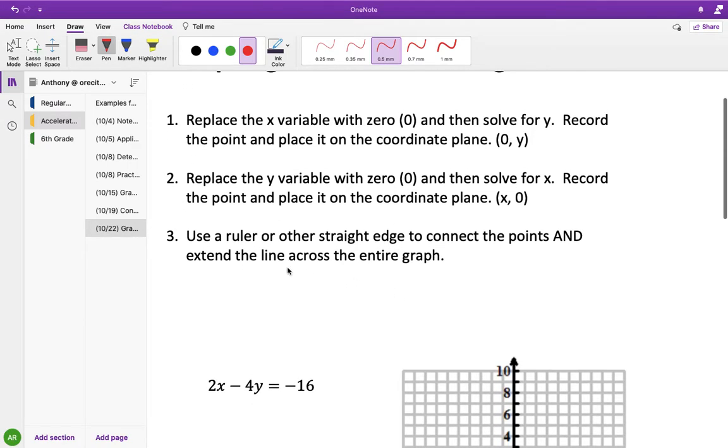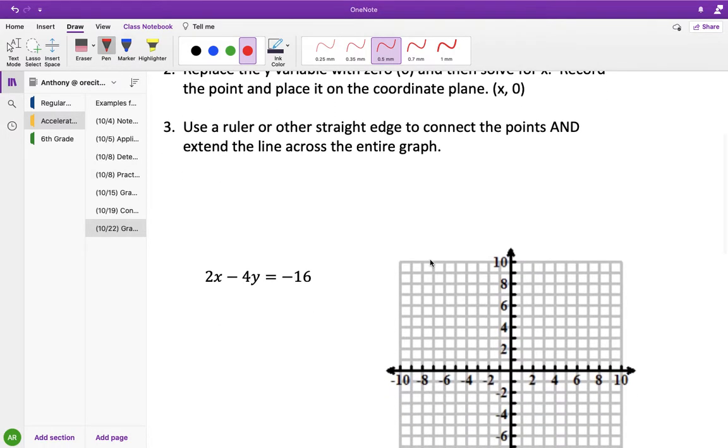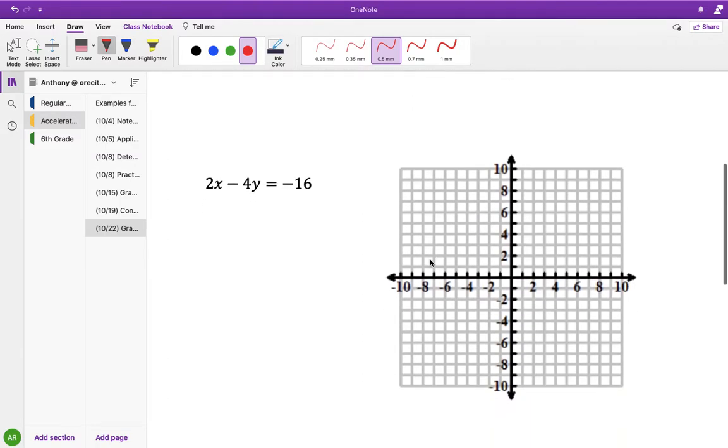make a line. So use a ruler or other straight edge and connect the points and extend the line across the entire graph. So after you have your 2 points, graph it. I know I prefer to have more than 2, but 2 will actually work. So at that point, you can make your graph.